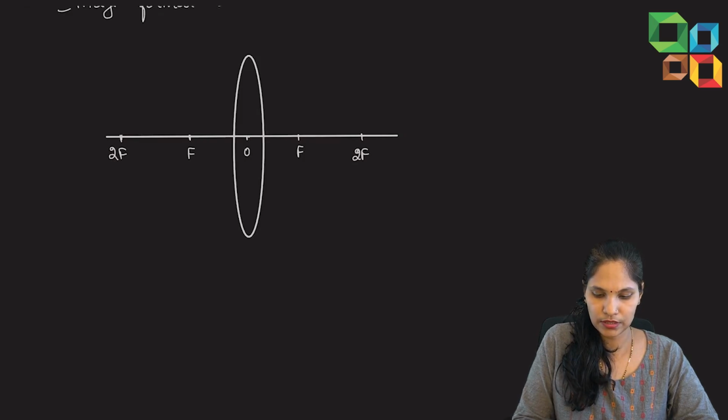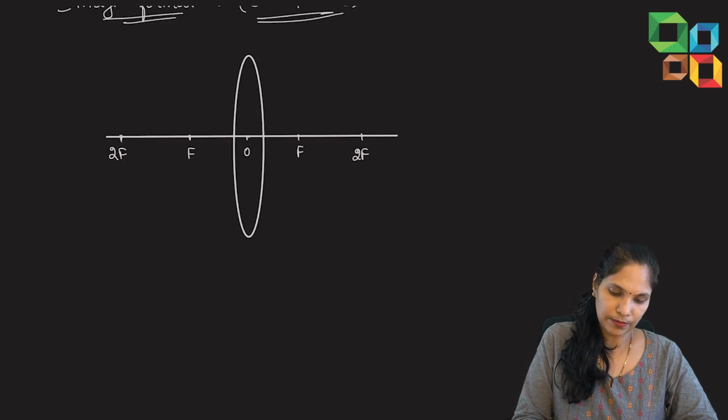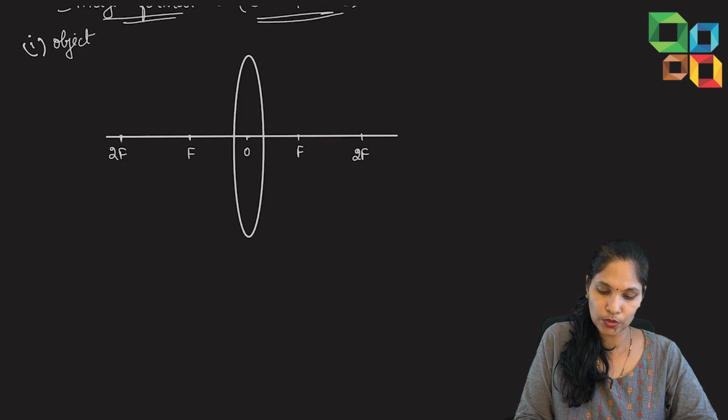Image formation in the case of convex lens. First case I'm taking here for object at or object beyond 2F. Let's talk about object when it's kept beyond 2F.